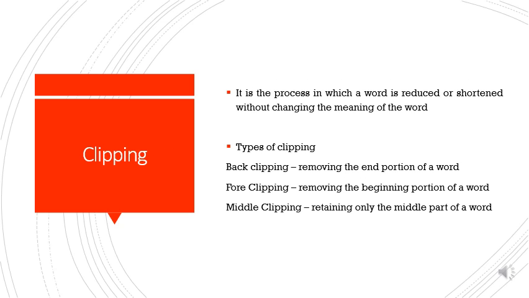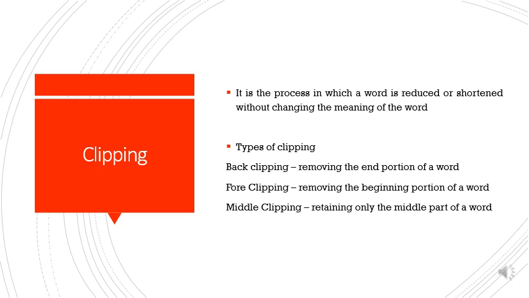Next one is clipping, and it is a process of shortening a word without changing its meaning. Clipping is the word formation process in which a word is reduced or shortened without changing the meaning of the word. Clipping differs from backformation in that the new word retains the meaning of the original word.